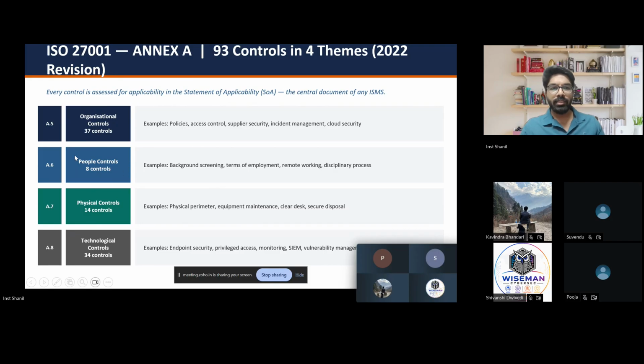People-related controls are very few. Whenever we hire any individual in the company for a full-time or part-time role, we do their background screening. We discuss the terms of employment. You will sign an employment agreement with the company. You will define the rules of remote working, the disciplinary process, right? So all these fall under people-related controls.